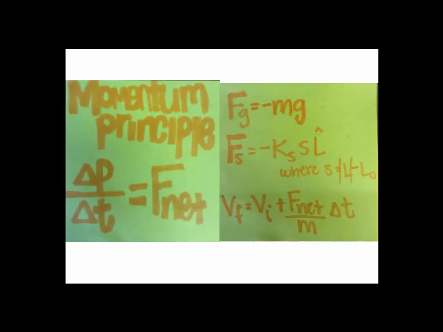The fundamental principle I used in this experiment was the momentum principle. It states that the change in momentum divided by the change in time is equal to the net force. The velocity update equation is: final velocity equals initial velocity plus F net divided by mass times delta t. I also used the equations for the force of gravity, which is equal to negative mg, and the spring force, which is equal to negative spring constant times the stretch times L hat.